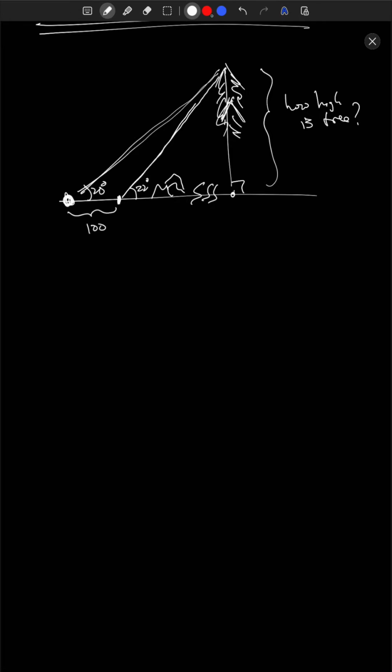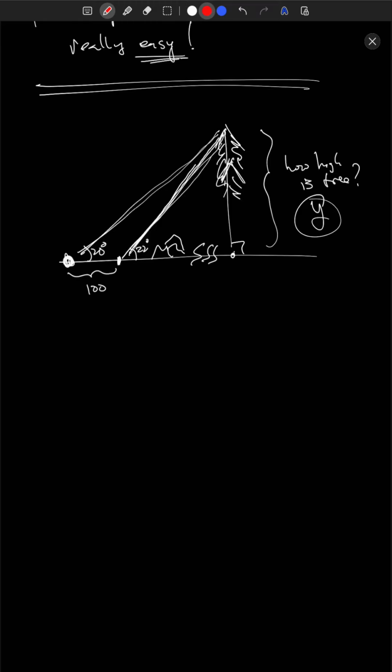I guess I should give a name here. The height of the tree, let's call this y. All right. Let's see. I'm going to look first at the inner right triangle. I'm going to call this hypotenuse right there capital Y.